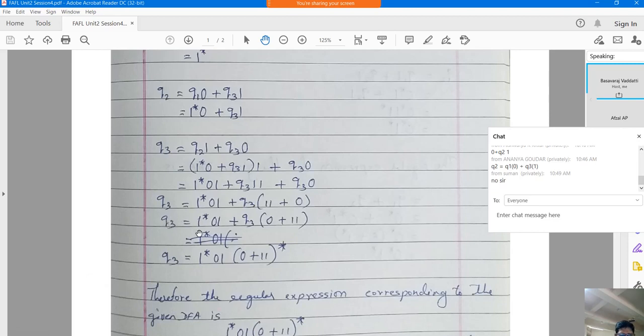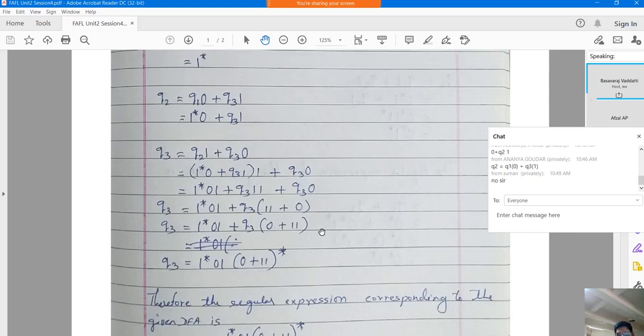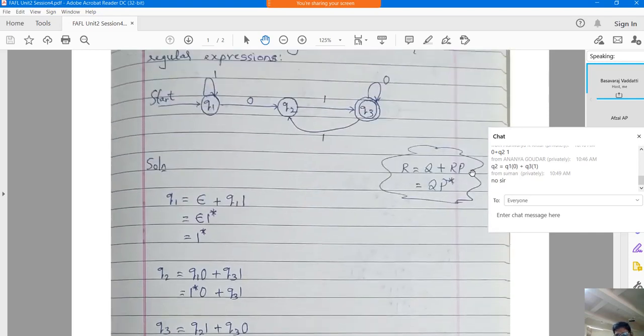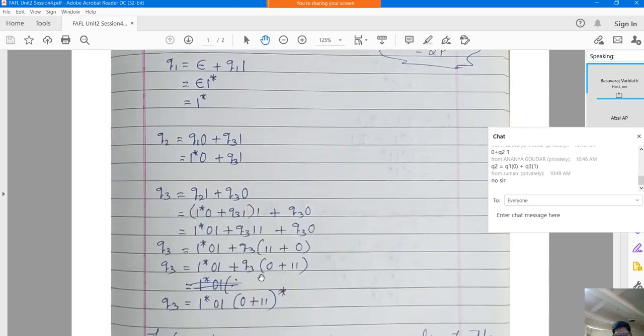That is, Q3 is there. This is one sub expression and the same Q3 appears here. Therefore, what we get here is 1 star 0 1. Then this Q3 is eliminated. After that, whatever comes, that star here. That is Q plus RP equals QP star. That value we got here as QP star.